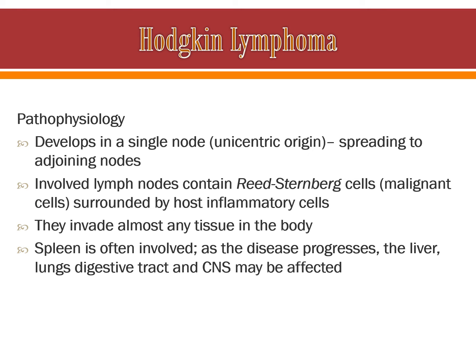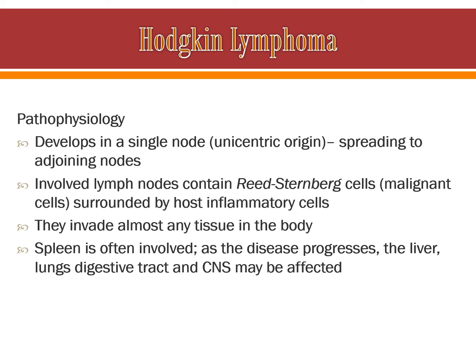So that's what I'm talking about in terms of knowing how this one is different from the other one. You want to know that it develops in a single node. They'll call that unicentric, and then it spreads to adjoining nodes. It has the potential to do that. So it involves the lymph nodes. It contains the Reed-Sternberg cells.